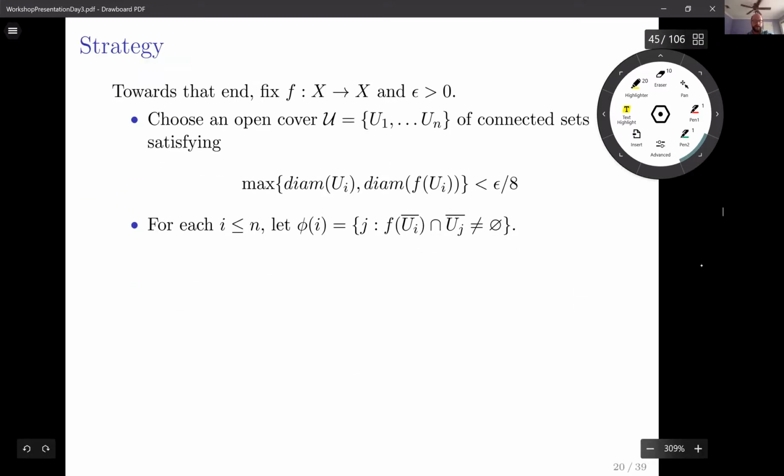Now, for each i less than or equal to n, we're going to define a map phi, which I call the pattern of the map.